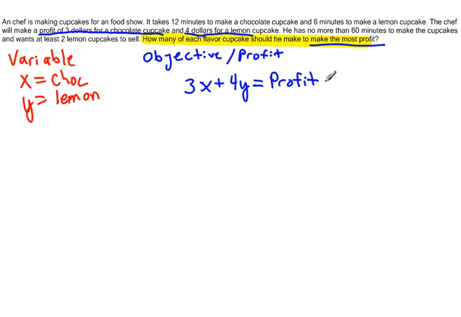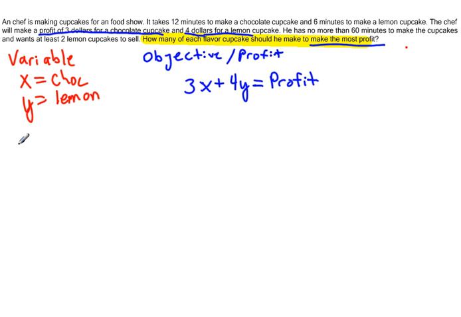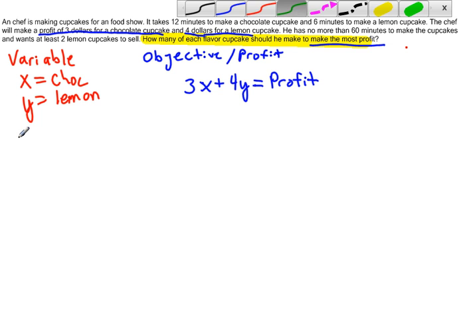Okay, so we have our variables defined. We have our objective defined. The last thing that we need to define are our constraints. Now these are the limiting factors in the equation. So let's see what we've got here. The chef is making cupcakes, and it takes 12 minutes to make a chocolate cupcake. Well, that's a limiting factor. So let's make that green. Constraints.